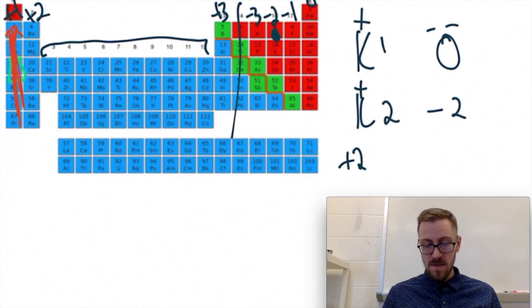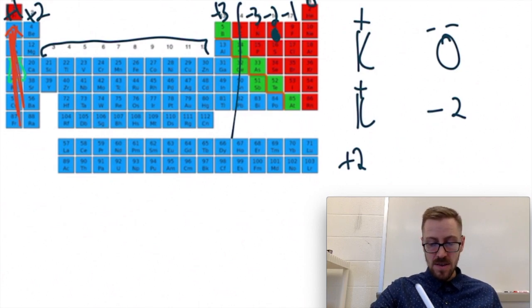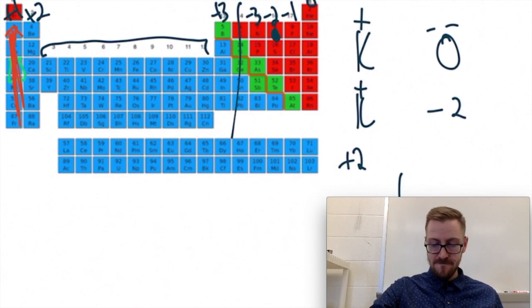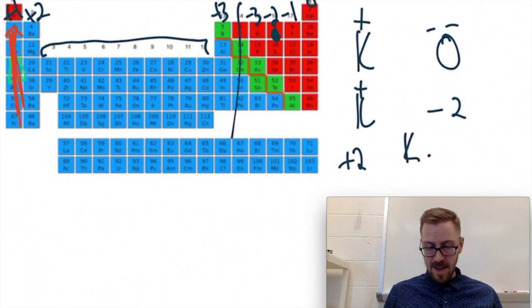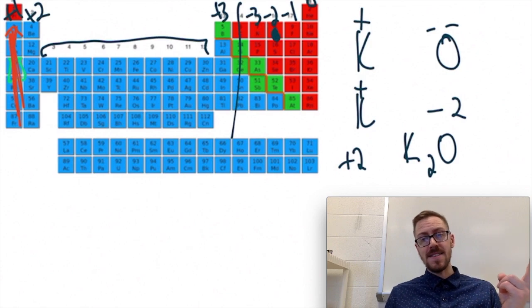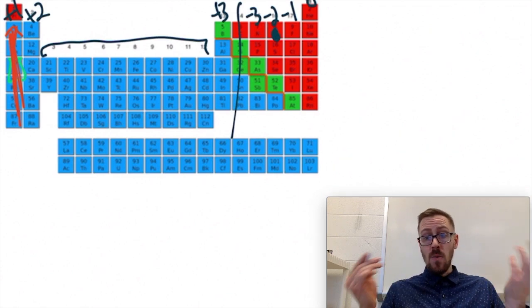I have 2 potassiums and 1 oxygen, so I'd have K2O. That's my final answer, because I need 2 potassium, 2K, to balance off 1 oxygen. It works the other way too.